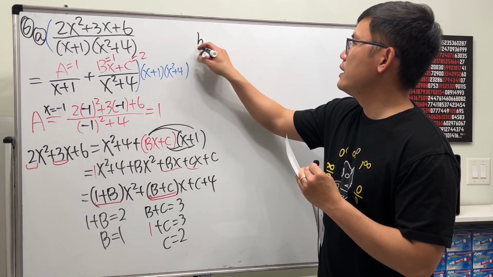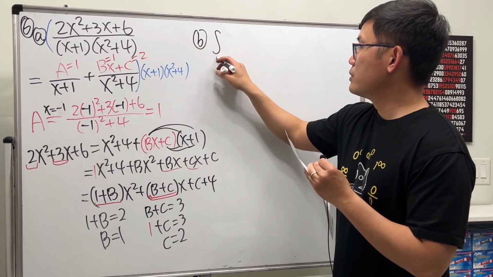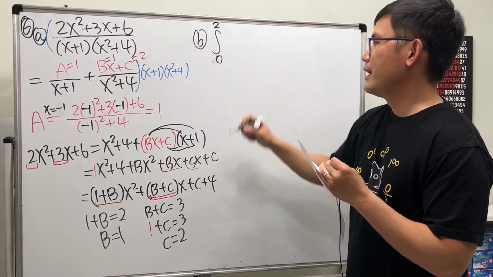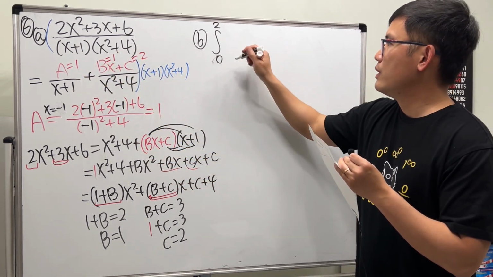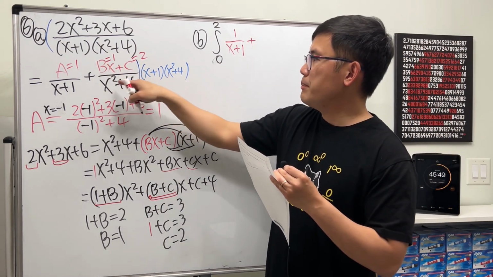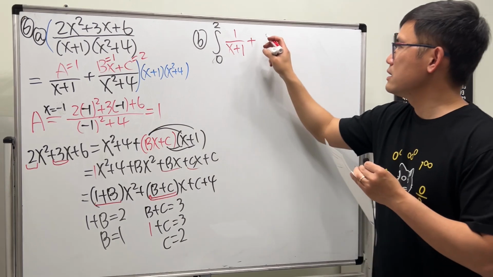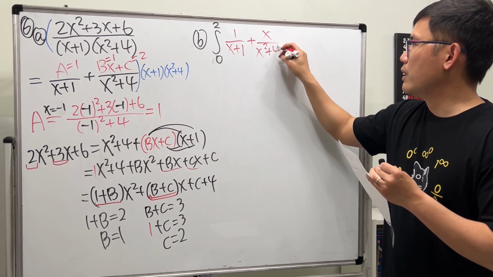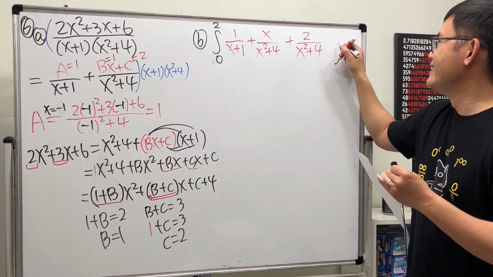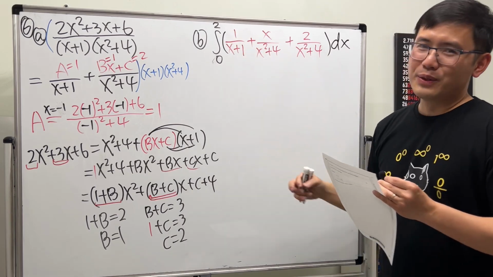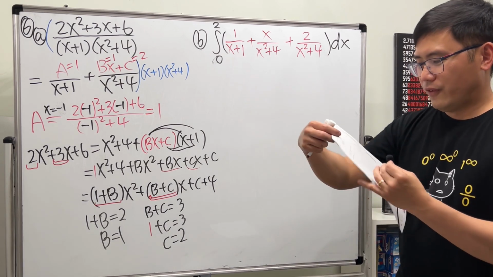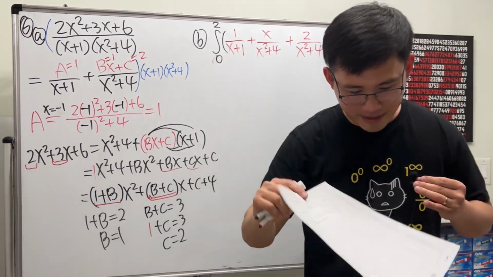Part B, we're going to integrate that function going from 0 to 2. All right, I'm just going to write this down right here. So we have 1 over x plus 1, and then plus, I'm going to separate them for integration purposes, so it's x over x squared plus 4, and then lastly plus 2 over that. Not only do we have to integrate this, but later on we still have to plug in 2, plug in 0, and then the answer is going to be in this form. You guys can see that real quick.